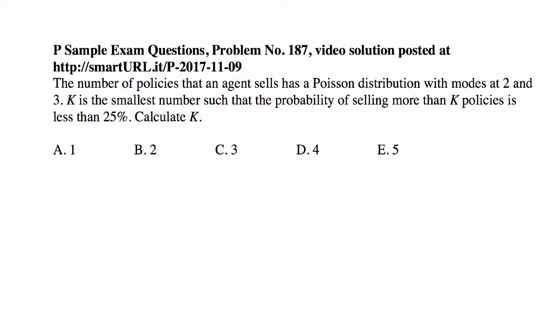Here's a problem for exam P on probability for November 9th, 2017. The number of policies that an agent sells has a Poisson distribution with modes at 2 and 3. K is the smallest number such that the probability of selling more than K policies is less than 25%. Calculate K.